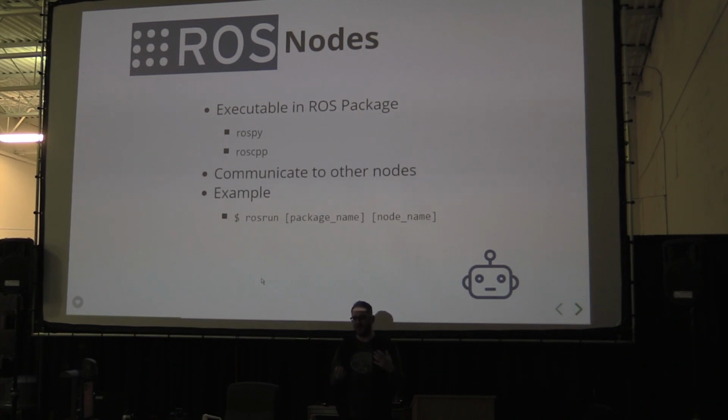One of the main components of ROS is this idea of nodes. A node is really simple. It's any executable file inside a package, and it can communicate with other nodes. So the example we have here is rosrun, the package name, and then the node. So for instance, if I wanted to spin up the TurtleBot, I would say rosrun turtlebot, and then whatever node that I wanted to start the robot. In this case, the example would be turtlebot_bringup. And that's going to create all the nodes that you need in order to interface with the robot itself.